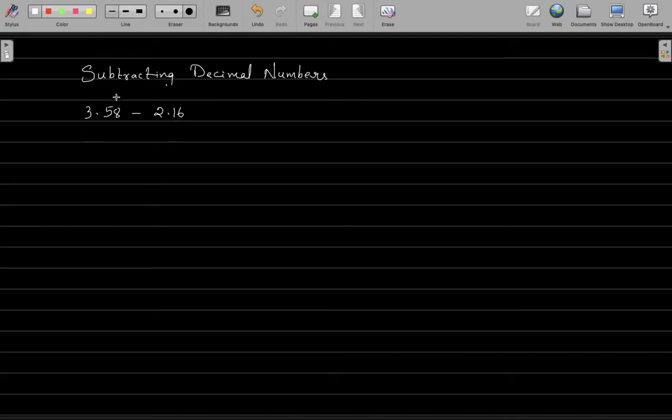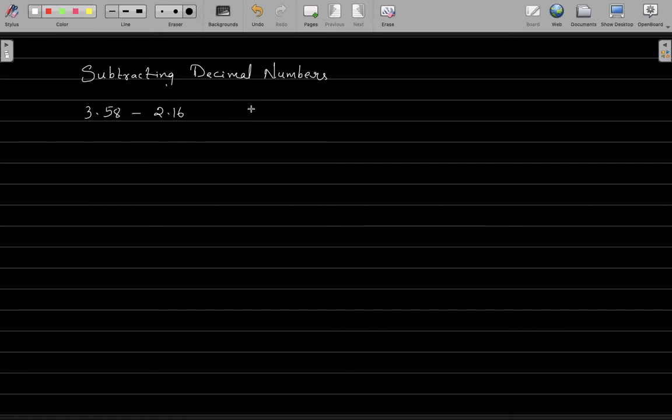We can subtract them the way we usually subtract integers. The only point you have to remember here is to line up the decimal points. That will automatically put the digits in their respective places. That is, the ones digits will come under the ones place, the digits in the 1/10th place will come under the 1/10th place, and the 100th place will come under the 100th place.